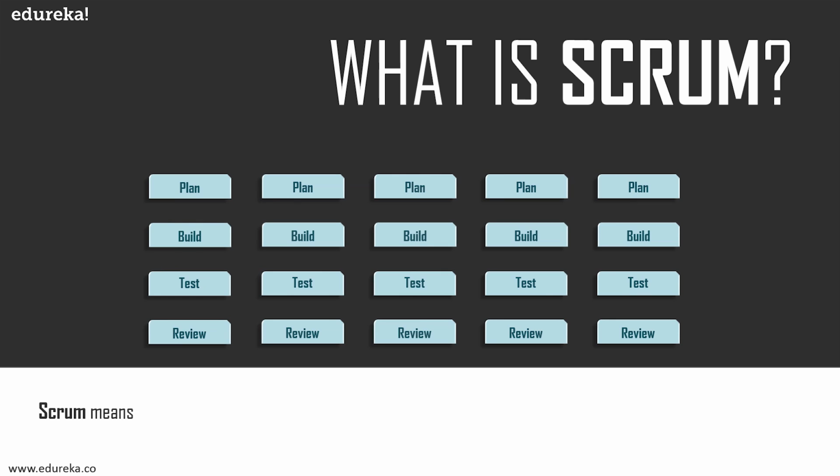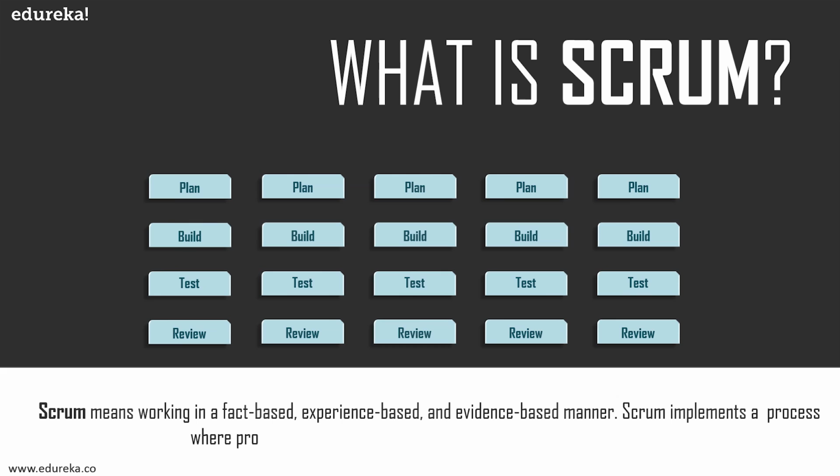Now, Scrum basically means working in a fact-based, experience-based, and evidence-based manner. It implements a process of empiricism where you have transparency, inspection, and adaptation so that the progress of your product is based on observations of reality and not fictitious plans. Now, Scrum is used in a project where the requirement is rapidly changing. This is basically to address the unpredictable nature of obstacles that you face during software development.